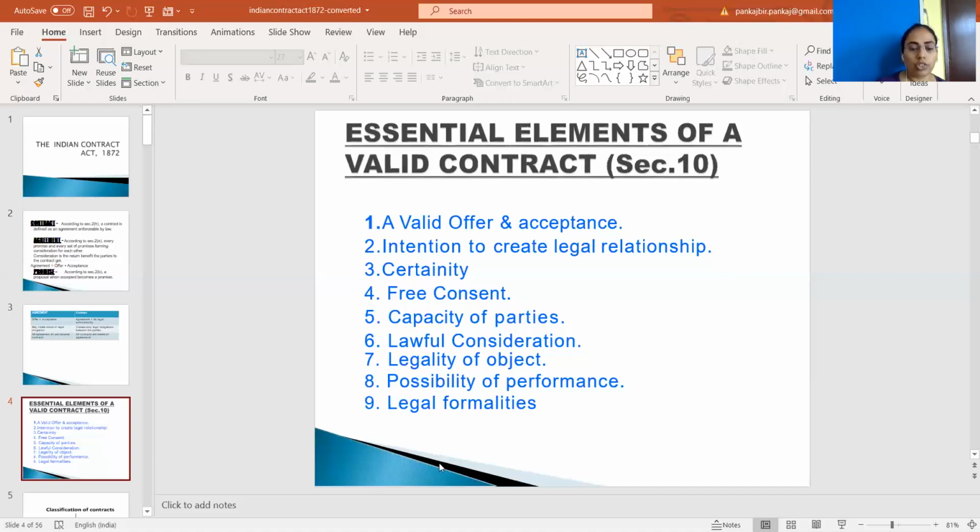So these are the essentials regarding contract in the Indian Contract Act.